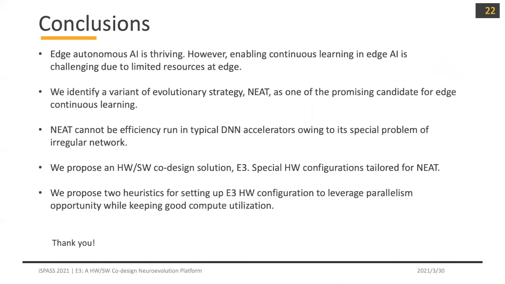Conclusion. Edge autonomous AI is thriving. However, enabling continuous learning edge AI is challenging due to limited resources at the edge. And we identified a variant of evolution strategy called NEAT as one of the promising candidates for edge continuous learning. NEAT cannot be efficiently run in a typical DNN accelerator owing to its special problem of irregular network. To this end, we propose a hardware-software co-design solution, E3.